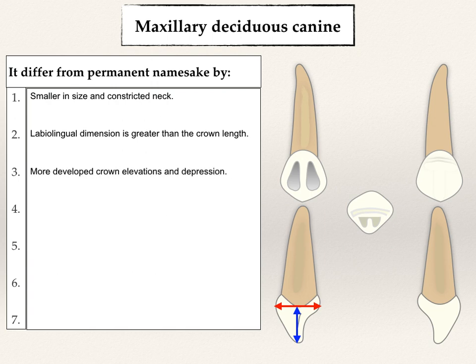The crown elevations and depressions are more developed. The cusp is more developed with a sharp cusp tip. The mesial slope of the cusp is longer than the distal slope.